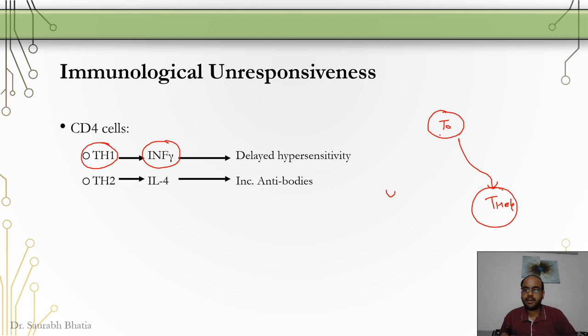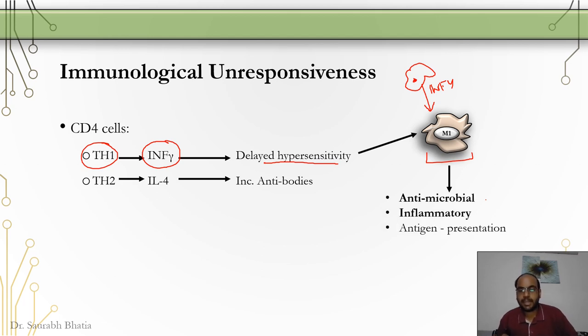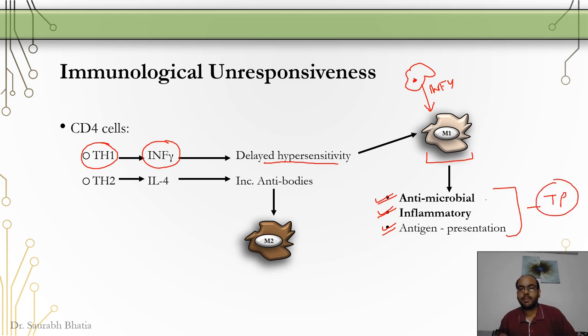So let's get this out of the way. So under the action of TH1 response, you have interferon gamma, and that is responsible for delayed hypersensitivity reaction. And what happens is it leads to the M1 type of macrophage. Remember the first part of the slide. A macrophage gets converted to an M1 phenotype in the presence of interferon gamma. And after presentation of M1, you have majorly antimicrobial activity, inflammatory activity, and a good antigen presentation. Okay, and this leads to a tuberculoid pole of leprosy. So remember, TH1 response leads to tuberculoid pole.